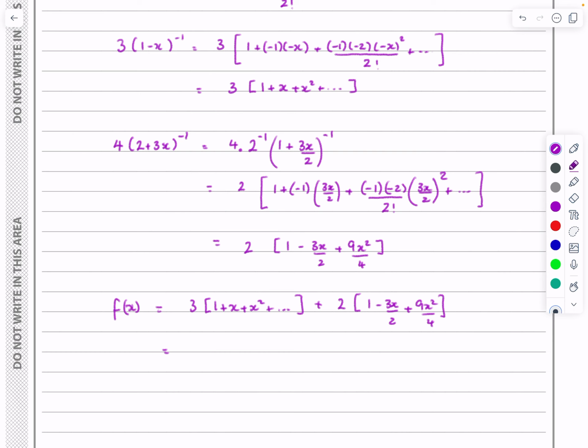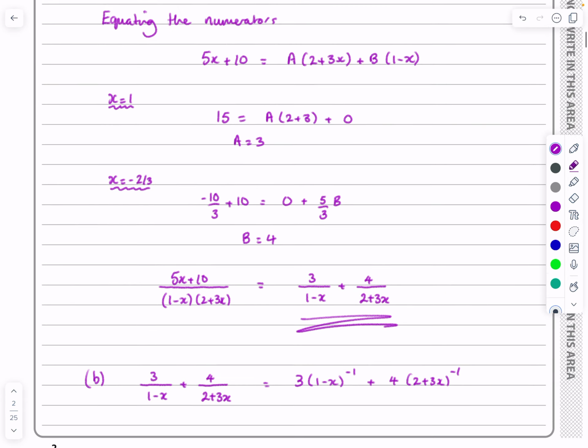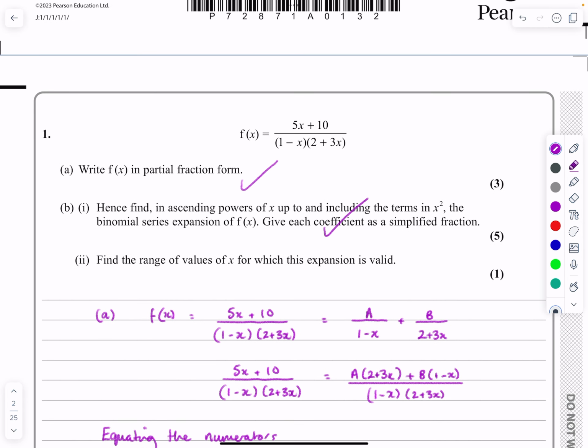So 3 times 1 is 3, 2 times 1 is 2, so that's 5 there. We get 3x. Now the 3x and the minus 3x will actually cancel each other out there. So we're actually going to get 5, and we're going to get 15 over 2 x squared there. So f(x) works out to be equal to that, and that is part B. Done. Give each coefficient as a simplified fraction. Yeah, I've done that. No other issues.